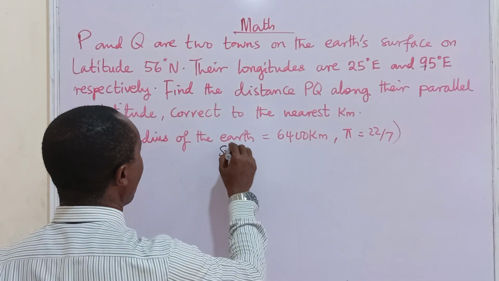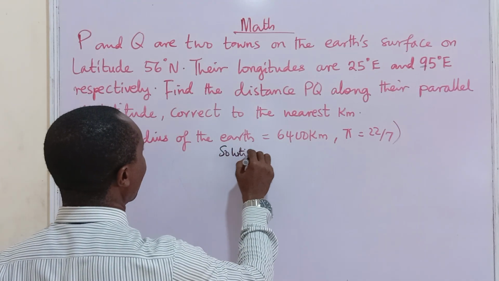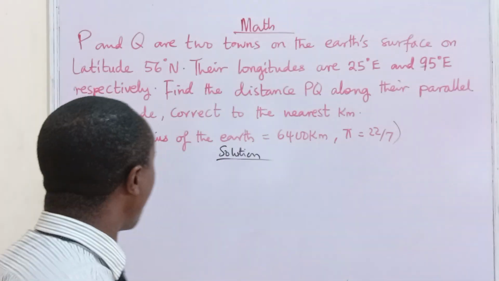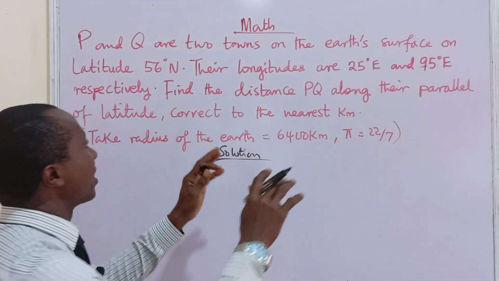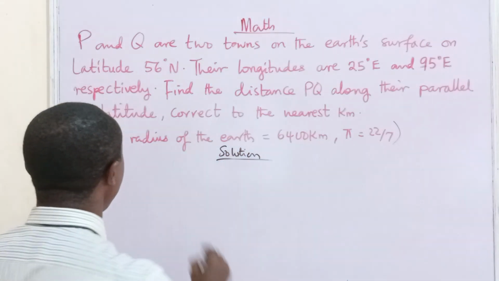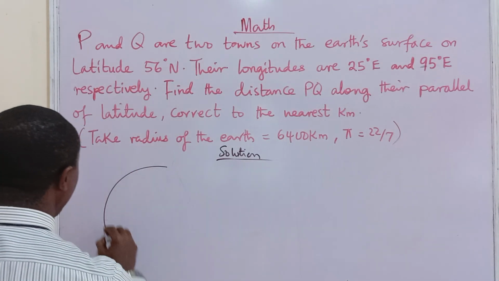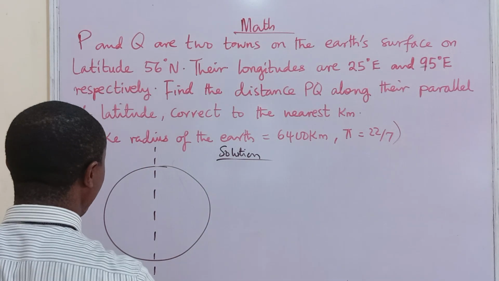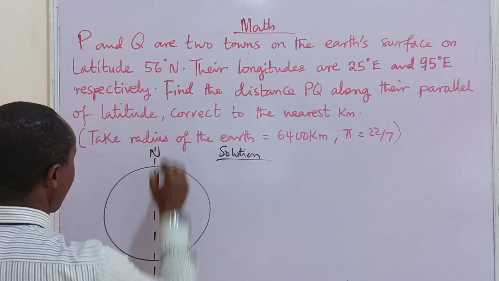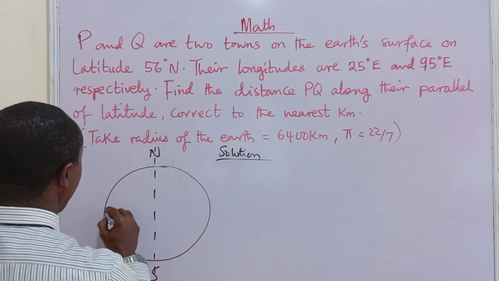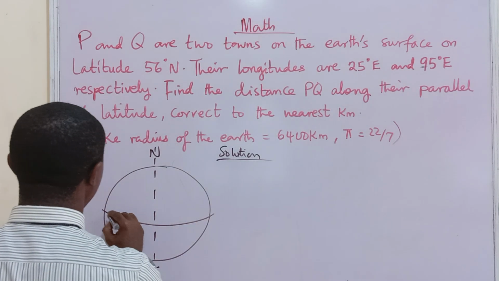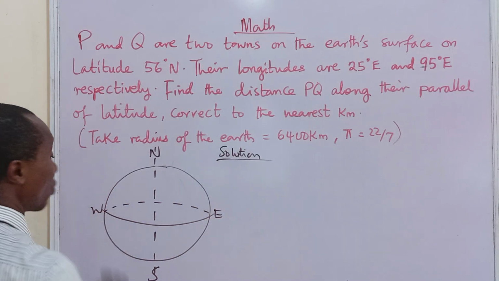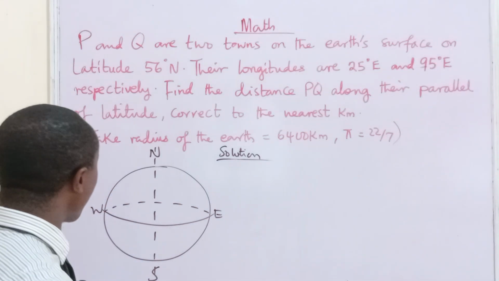Now let's solve this problem. I'm going to give you a schematic diagram of the globe and the positions of these two towns on the globe. Work with me. We've got something like this. I have this as the axis of the Earth, the north, the south. This is the equator. And we have the east and the west here. Now, what do we do from here?